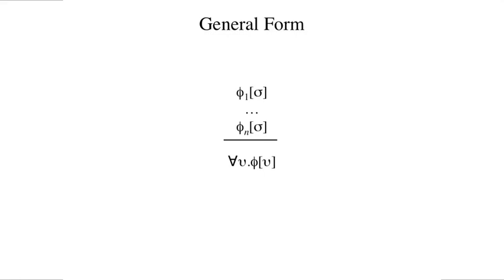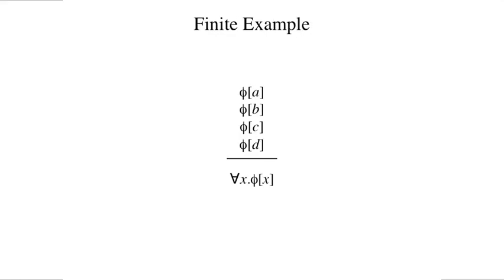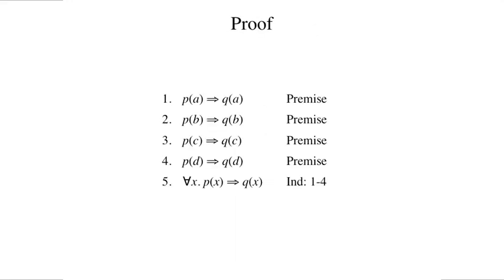schema. Suppose, for example, we have a language with just 4 object constants and no function constants. Then we can write a domain closure as shown here. If a schema is true of A and B and C and D, then it's true of everything. The trivial proof shown here shows how we can use this rule to derive an inductive conclusion.